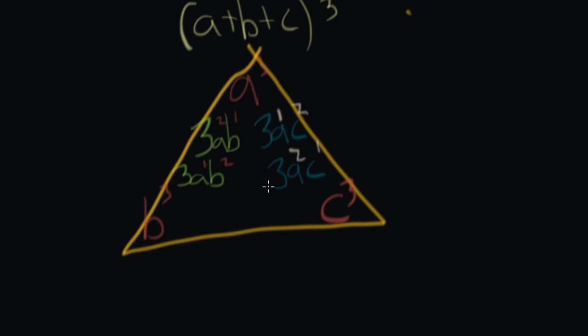Well, I'm thinking that we would probably have a 6. So you put a 6 right here. So this is a 6abc, right in the middle. Do the exponents add to 3? It sure does. And then what's going to happen down here with our b and our c? We're going to get a 3bc, 3bc, and a 3bc.